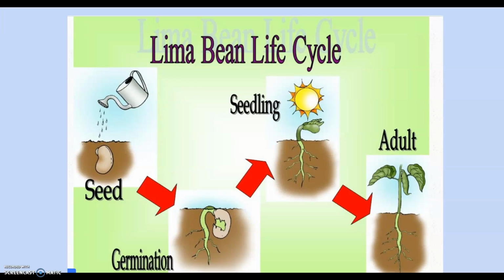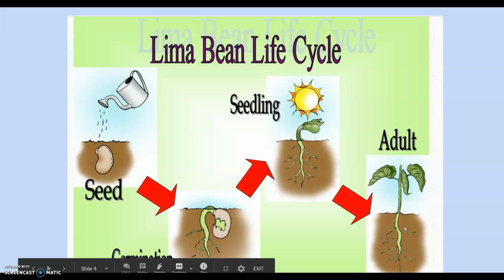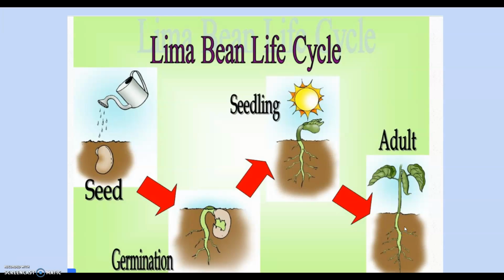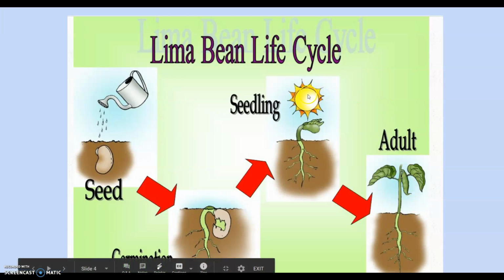Afterwards, sprouting plants will continue to grow from seedlings until they reach maturity. And once plants reach this stage, they are able to make new seeds. And then once these seeds become planted, the cycle starts all over again.